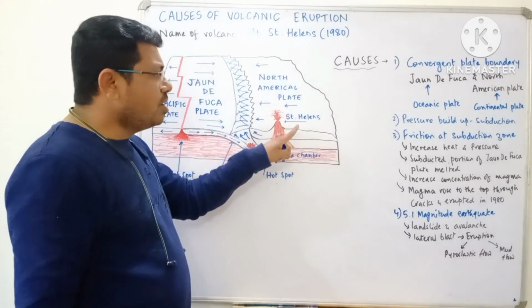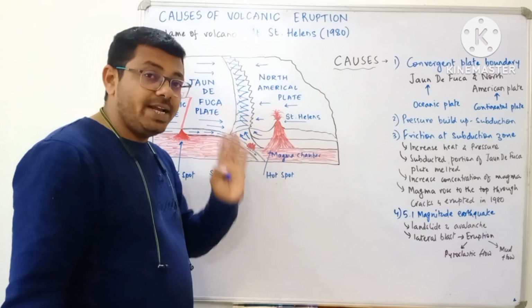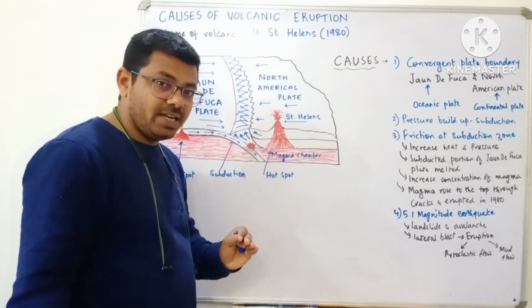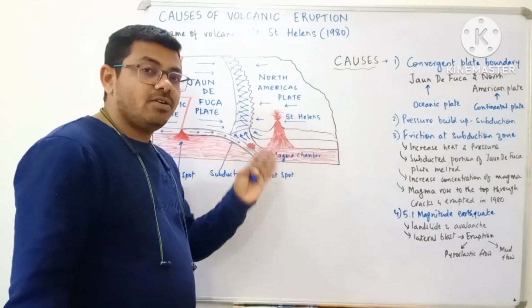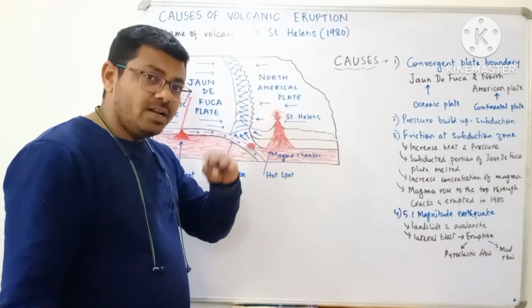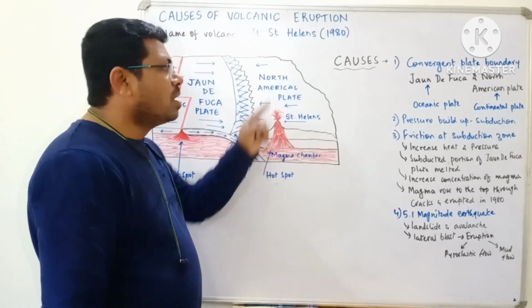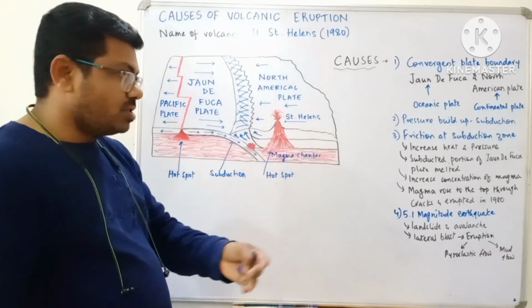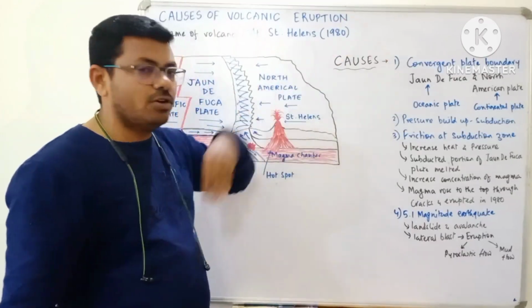Mount St. Helens erupted on 18th May 1980 in North America. This volcano is located on the North American plate. Now let us look at the causes. We have discussed them already, but let us go step by step. So first of all, what happened?